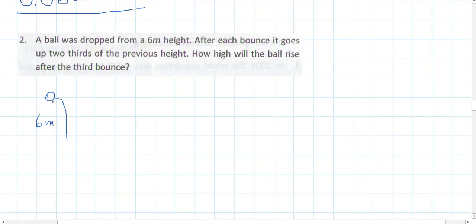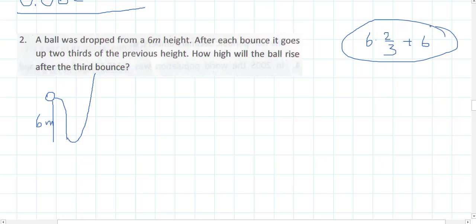The altitude is 6 meters here, and after each bounce it goes up to two thirds of the previous height. So it will be now, for example, like this: 2/3. So it means up 2/3. It means if it is 6, the next time it will be 6 times 2/3 plus 6. This is for the next time, and after this one again bounce. So like this, and higher and higher.